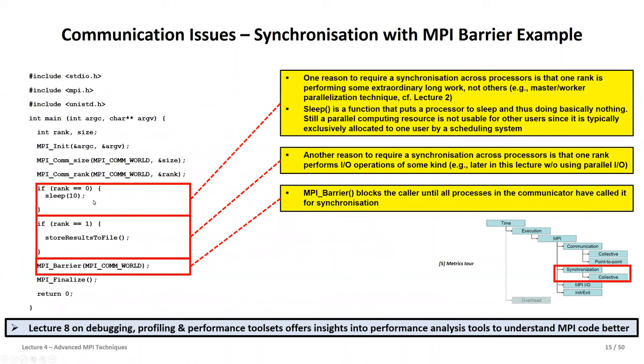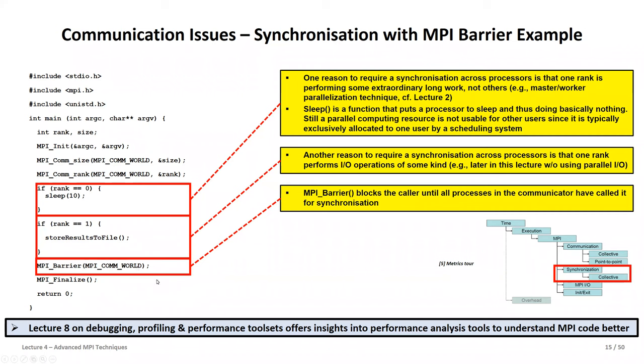Here you see basically rank 0 is just doing a sleep for some terms of work, while rank 1 is storing all the results to file, which makes it take much more than just this 10. But in order to proceed with the application, you maybe do an MPI barrier and really wait essentially before you stop the whole program in order to finalize. This is one of these synchronization operations which MPI can do on a specific communicator, of course.